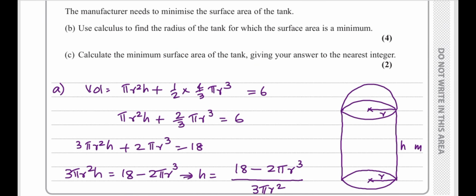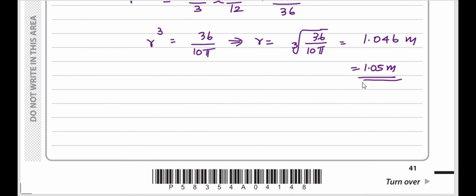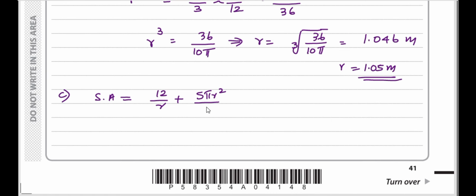Part C. Calculate the minimum surface area of the tank, giving your answer to the nearest integer. To find the minimum surface area, we will substitute this value of r into the area equation that we have derived a little earlier. Therefore, part C, surface area minimum equals, let's write surface area formula first. Surface area equals 12 over r plus 5 pi r squared over 3.